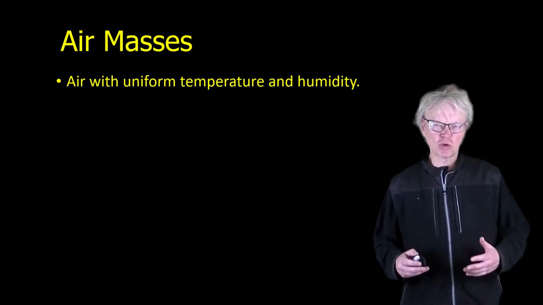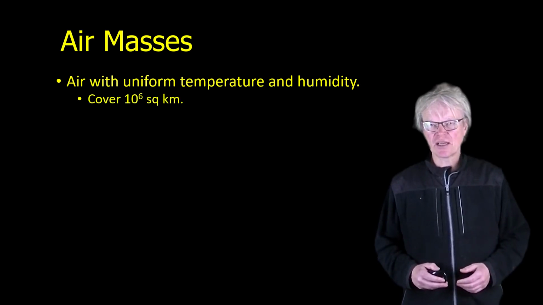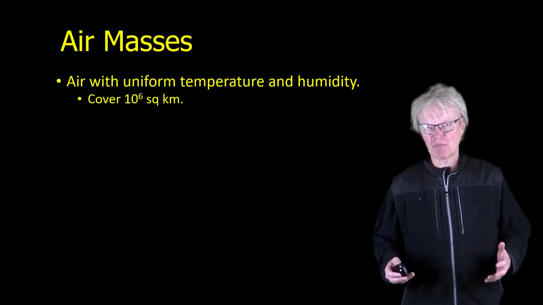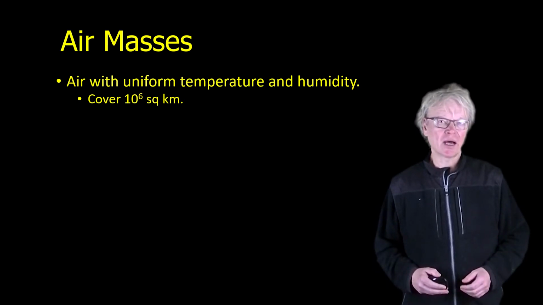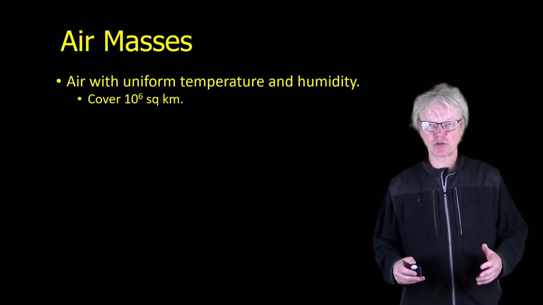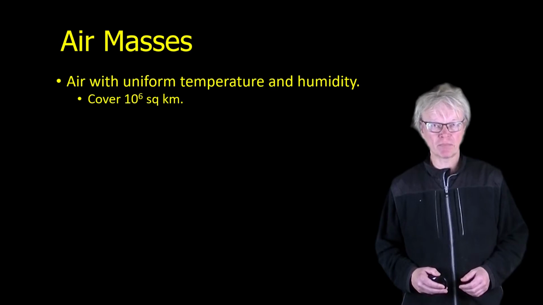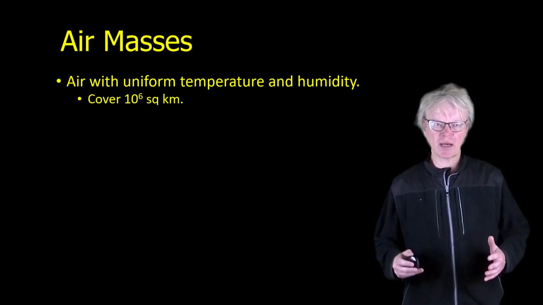The general categorization based on size is that an air mass is a minimum or around about 1 million square kilometres. And to put that into context, Australia's land mass is about 7 million square kilometres. So it's a very large amount of air.